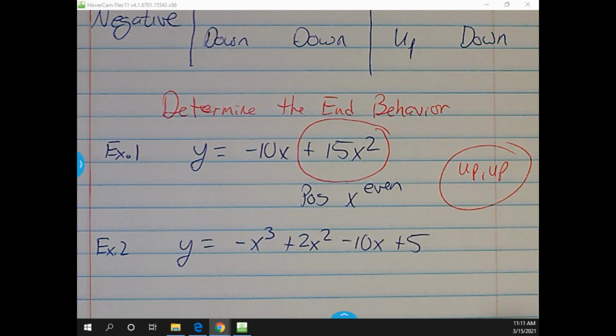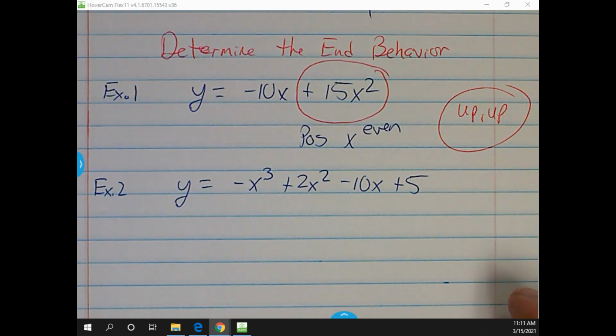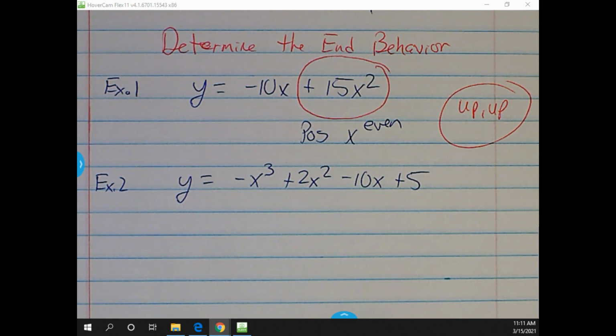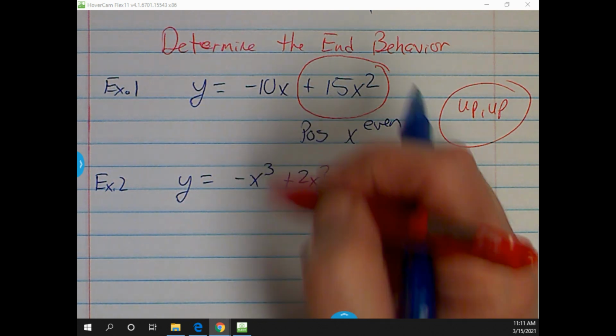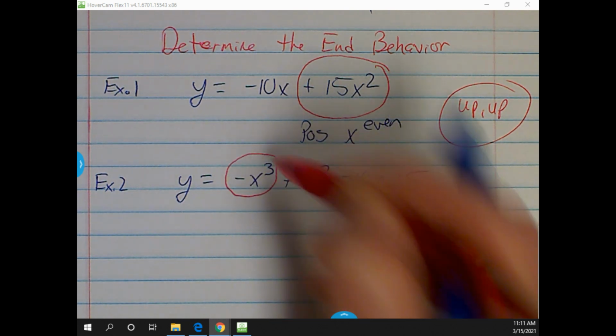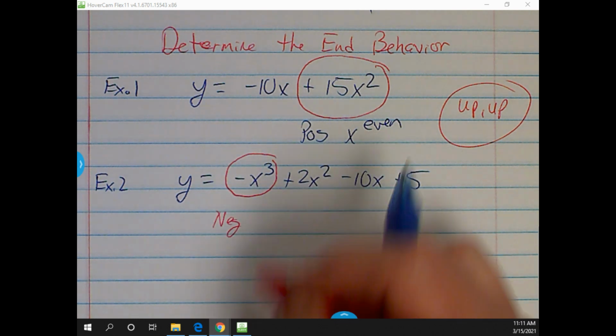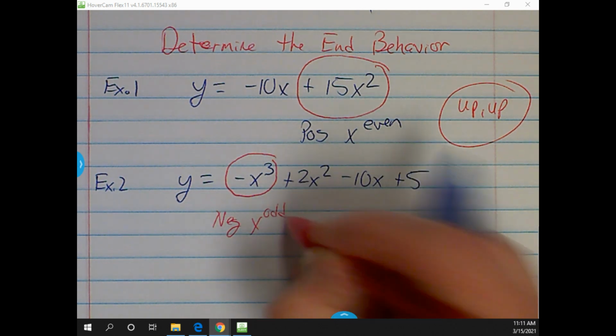All right, so let's say you've got negative x to the third plus 2x squared minus 10x plus 5. All right, this one is in standard form, so it's good to go. We need that first term. And again, you only need 2 things off of it. First off, tell me if it's negative or positive, so it's negative. And then it's x to an odd power.